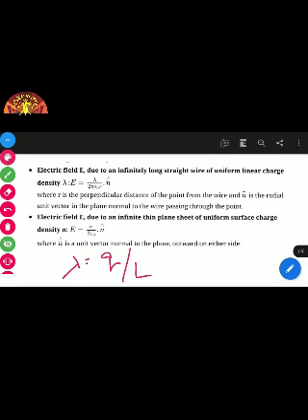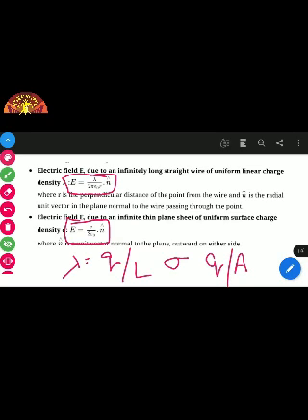In the next part we have the electric field due to an infinitely thin plane sheet of uniform surface charge density. Previously we had the wire, with the formula E equals lambda by 2 pi epsilon naught r n cap. Here for the plane sheet we have E equals sigma by 2 epsilon naught. This is the new formula for a plane sheet. Here sigma is the surface charge density, the charge per unit area.